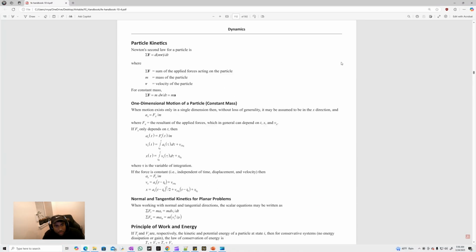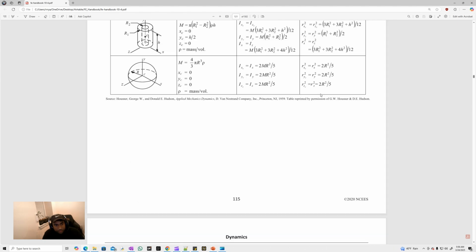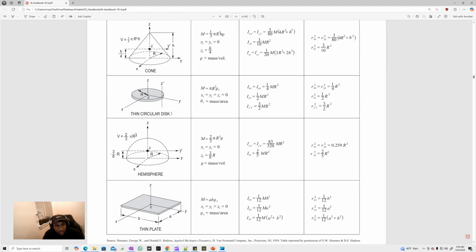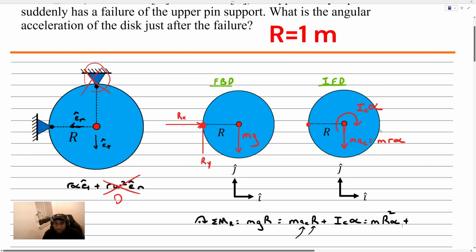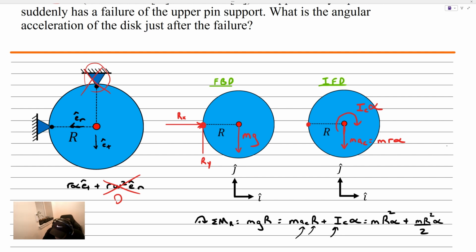Now the mass moment of inertia is at the end of the dynamic section. We're looking for a thin circular disk. This looks like our picture right here. The moment of inertia about the z-axis, the centroidal z-axis, which is shown right here, is equal to 1/2 mr squared. So that's information that we're going to need. Let's replace that information right here. The mass moment of inertia about the centroid is equal to mr squared over 2 times alpha.